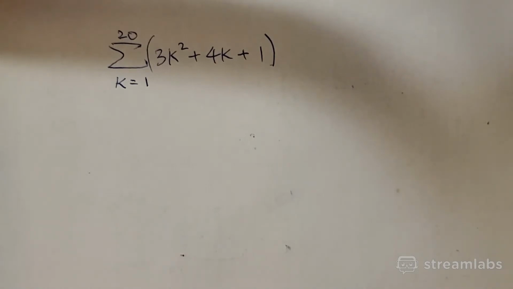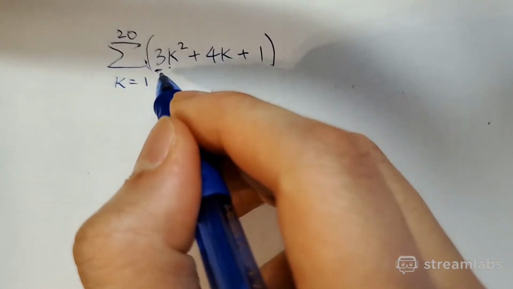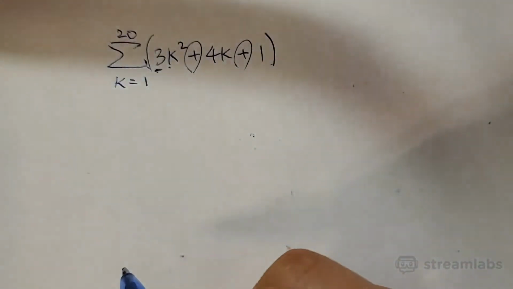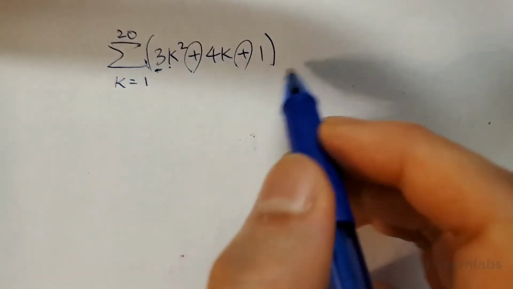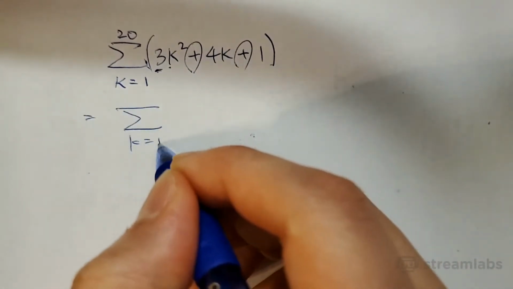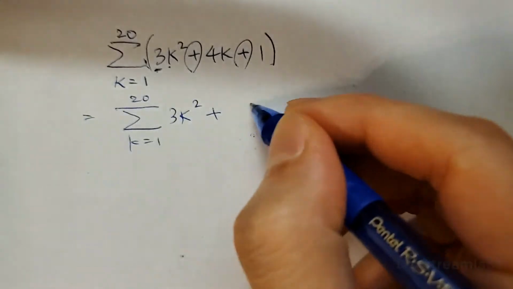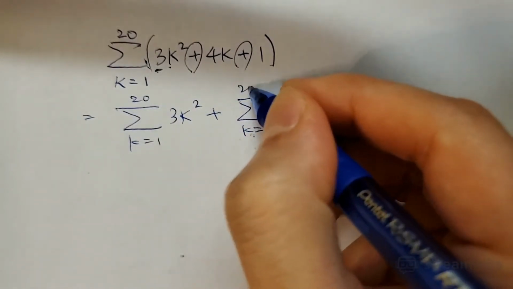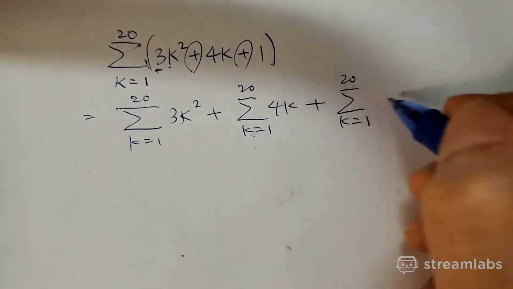Well, you can plug in 20 times and add them up. That's possible. But since we know the formulas that we had from the previous page, we can split this. Because multiplying by 3 will happen every time, and adding is commutative, meaning that you can add in any order. I'm going to organize it by splitting the sigma. So it'll be sigma k from 1 to 20 of 3k squared, plus sigma k from 1 to 20 of 4k, plus sigma k from 1 to 20 of 1.